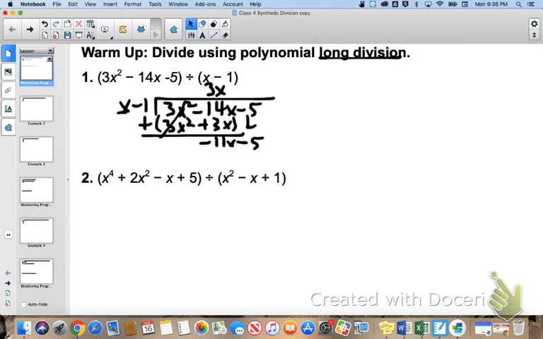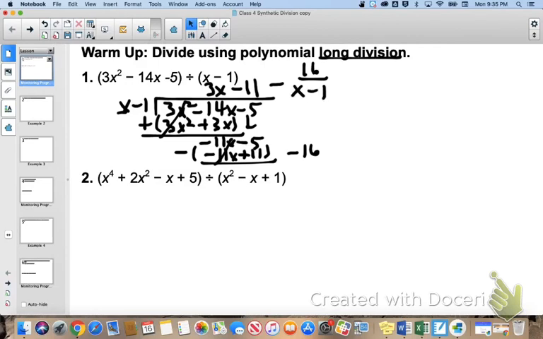What do we multiply x by to get negative 11x? And that's negative 11. So negative 11 times x is negative 11x. Negative 11 times negative 1 is plus 11. When we subtract, that cancels. Negative 5 minus 11 is negative 16. So we have minus 16 over x minus 1.